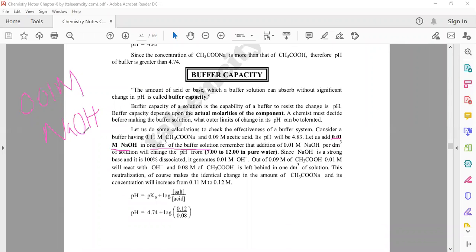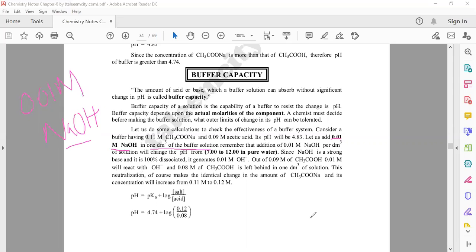So when we are adding base, it has to change the pH of the buffer solution, and the question is how much the buffer solution can resist this change. A buffer solution does not maintain exactly the same pH. There is a little change in the pH when you add acid or base, but the buffer tries to resist and minimize that change. So if we add 0.01 molar NaOH to a buffer solution, what will happen?